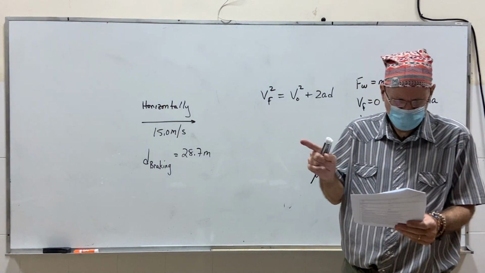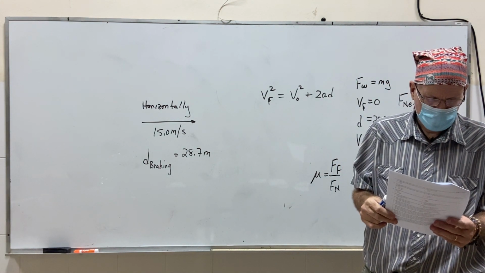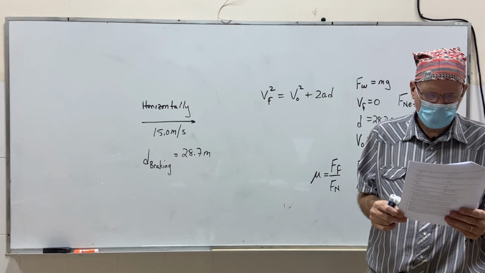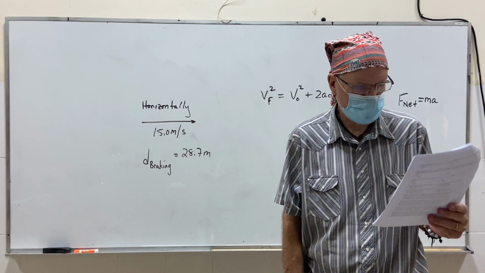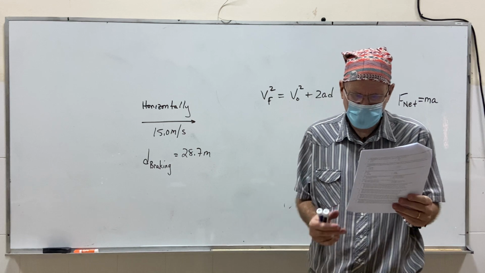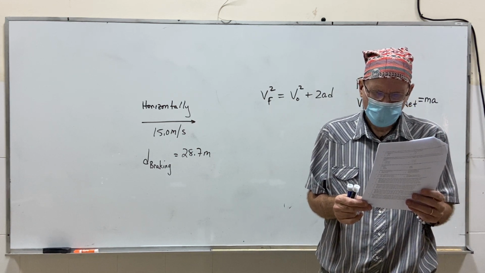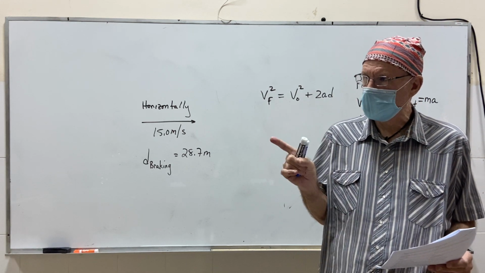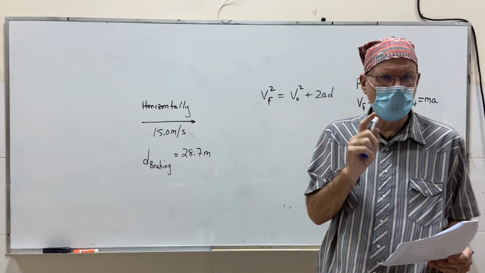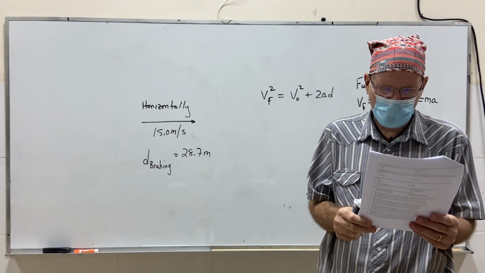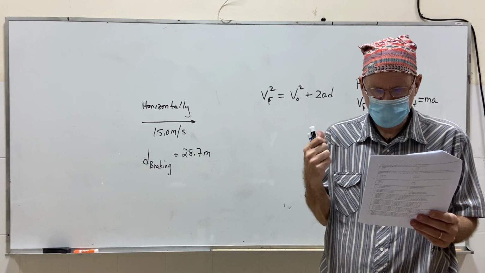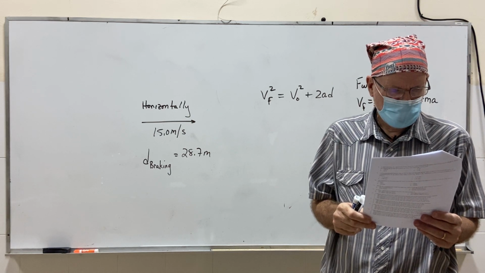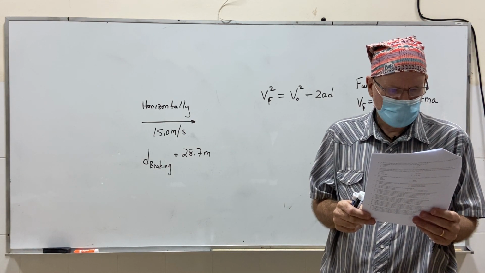It says, a crate is carried in a pickup truck, traveling horizontally at 15 meters per second. The truck applies the brakes for a distance of 28.7 meters while stopping with uniform acceleration. Negative, but uniform. What is the coefficient of static friction between the crate in the back, which didn't slide, and the truck bed, if the crate does not slide?